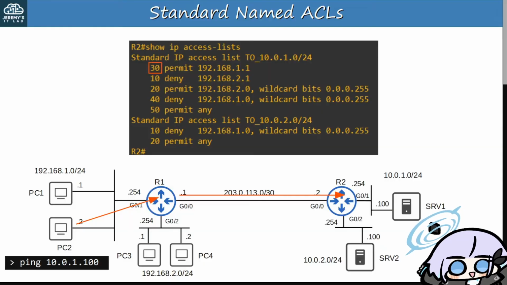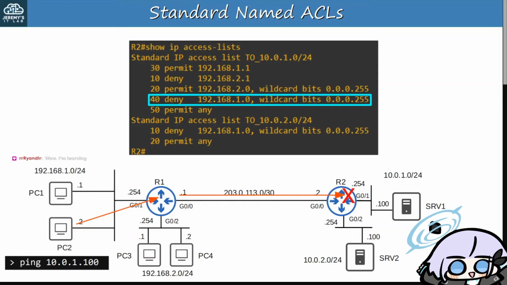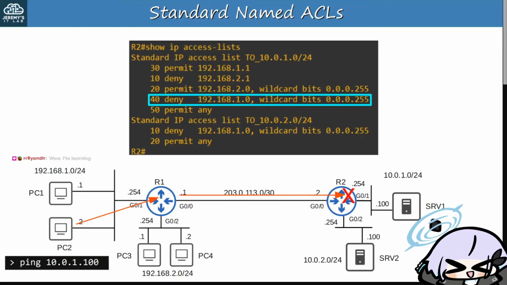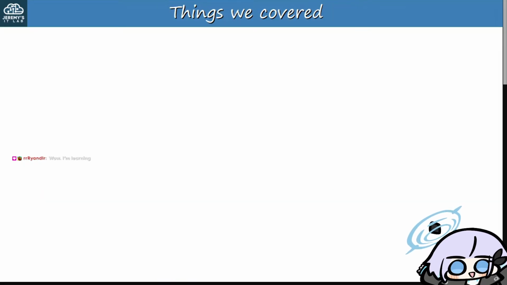The source is 192.168.1.2, so it doesn't match the top entry. It doesn't match the next one either, or the next one. However, it matches entry 40 because the source is in the 192.168.1.0/24 network. So it denies the packet. It does not forward it to server 1. Okay, let's review and then move on to the quiz.